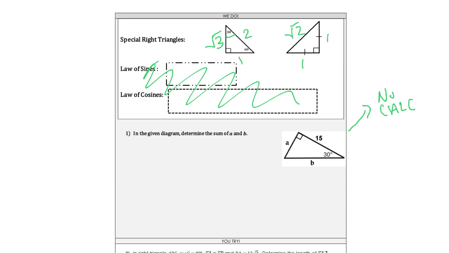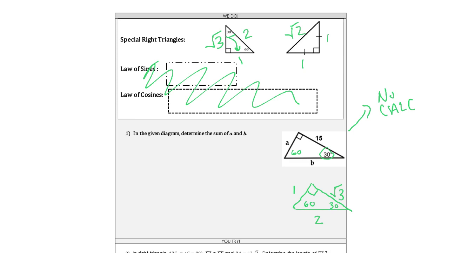So in this diagram, determine the sum of A and B. So I got to find both sides. Well, right away, I see it's a 30 and a 90, so this angle's got to be 60. I'm going to draw a baby triangle that looks exactly the same. So I'm going to draw the 90 degree here. This is 30. This is 60. And on my baby triangle, across from the 30 was 1. So across from the 30 is 1. Across from the 90, the hypotenuse is 2. Across from the 60 is radical 3.